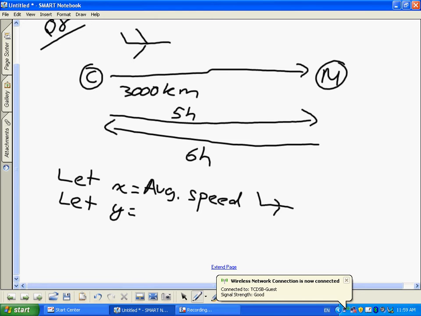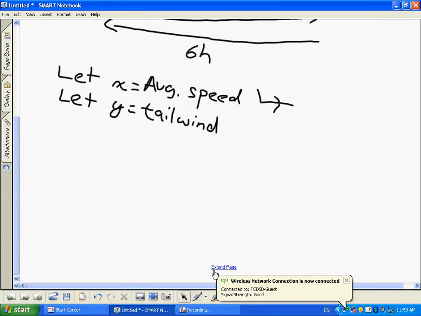Let y equal, and we're going to call y the tailwind. So tailwind helps it on the way there and hinders it on the way back. So we'll call this tail or just wind. Actually, it should be just wind, but that's fine. So we have our two variables. We've set them up. Like we said before, our first equation is going to be equal to 3,000 kilometers because that's how far they flew.